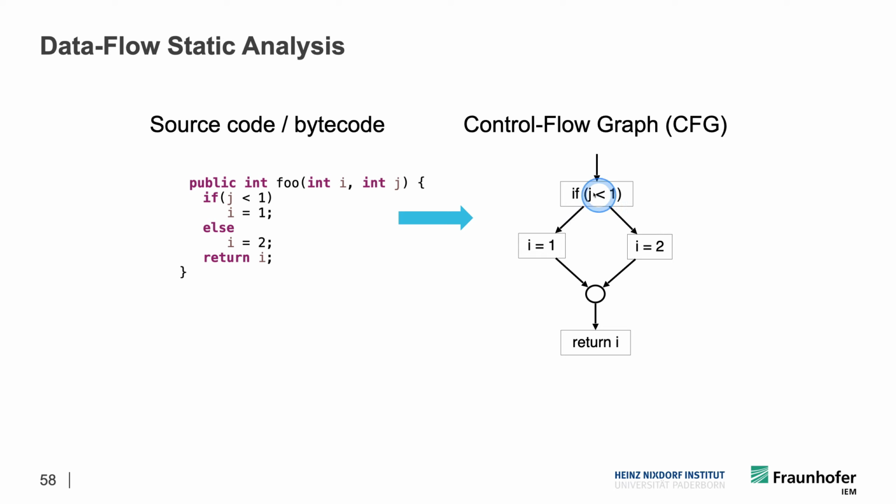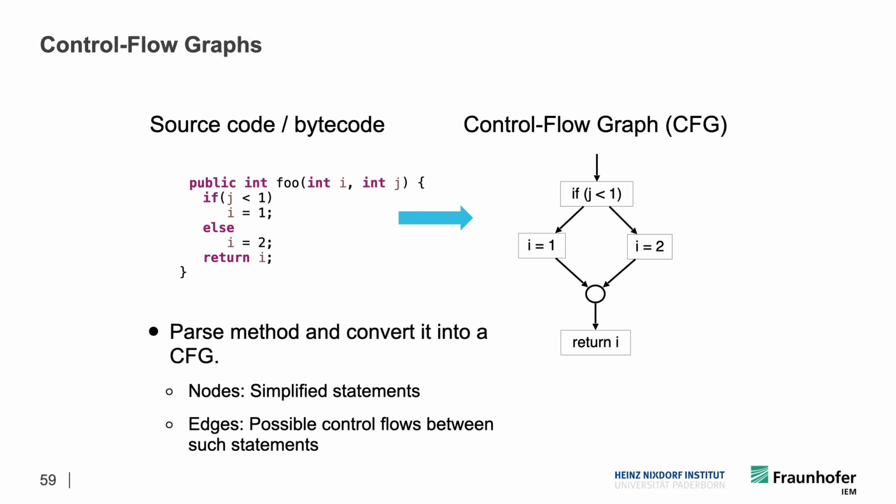So we know by looking at the graph that after this if statement we could end up at one of these statements, so this line or this line. But after executing any of those, we will definitely get to the return statement. That is somewhat apparent from the abstract syntax tree, but it's not quite as explicit. And in particular, when it comes to looping constructs, such a control flow graph encodes the flow of the control much more explicitly than an abstract syntax tree would do.